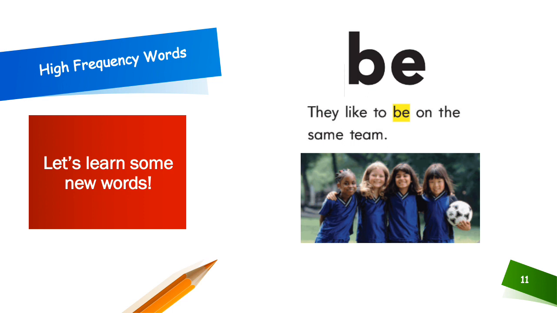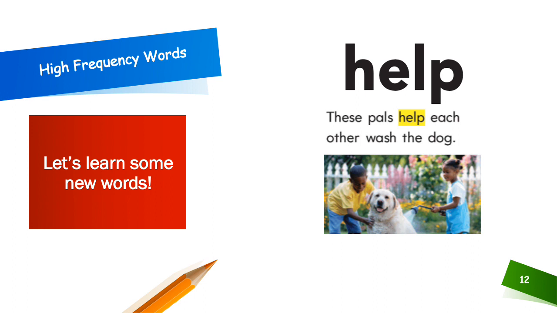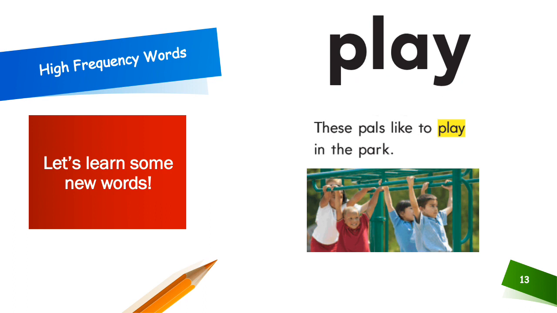Our next word is be. B-E. Be. They like to be on the same team. Our third word is help. H-E-L-P. Help. These pals help each other wash the dog. Play. P-L-A-Y. These pals like to play in the park.